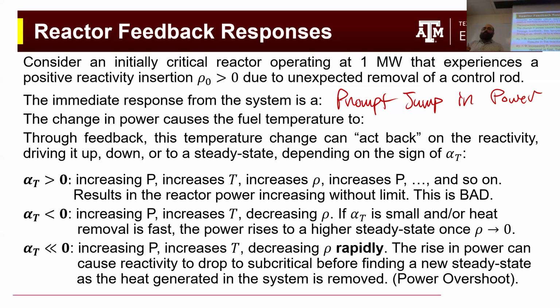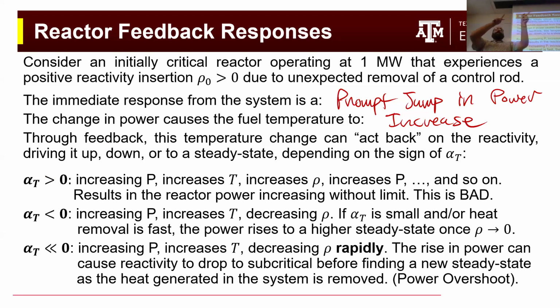And as a result of the increase in power, what's going to happen to the temperature of the fuel? It's going to go up too, right? The temperature of the fuel is going to increase. So power goes up, temperature goes up. As a result of that, there are feedback effects where the temperature can act back on the rest of the system, which is going to be impacted by the sign of my alpha T temperature coefficient.